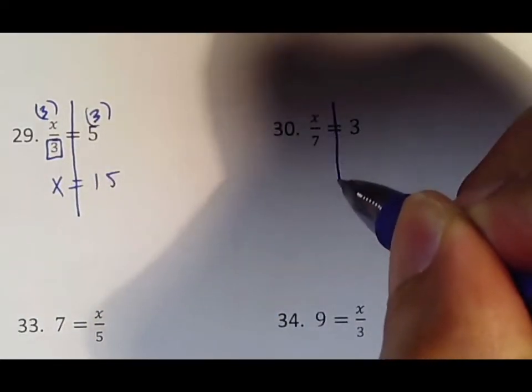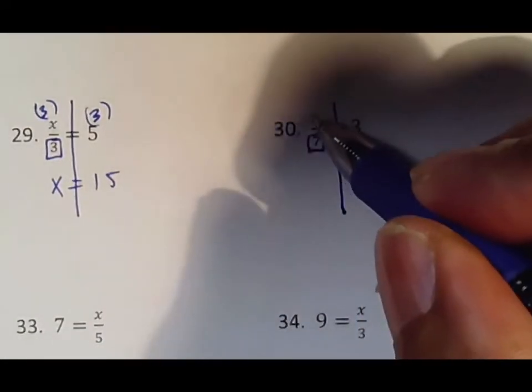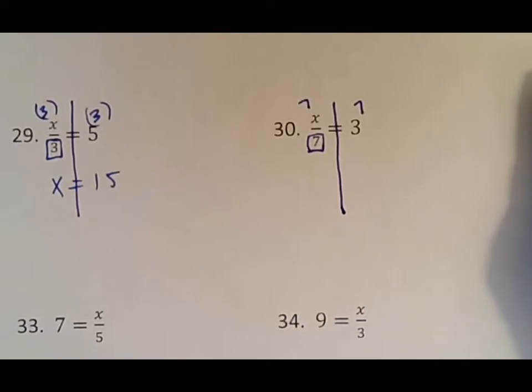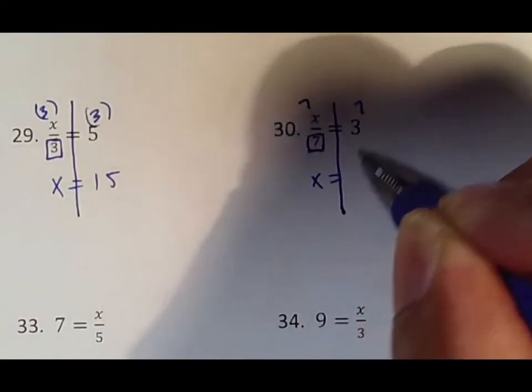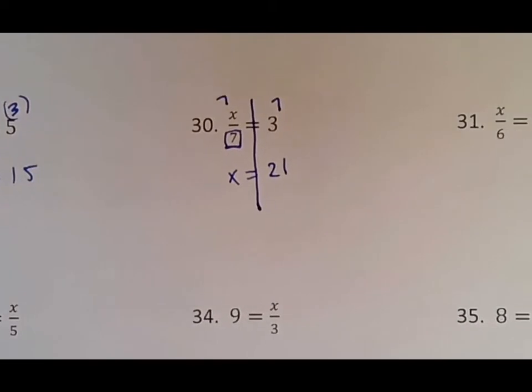Here, our wall is here. 7 has to go. That's x divided by 7. The opposite of divided by is times, so we're going to multiply this by 7. Again, when you write that, these two things go away. 7 times 3 now becomes 21. And that is all. There is nothing else with this.